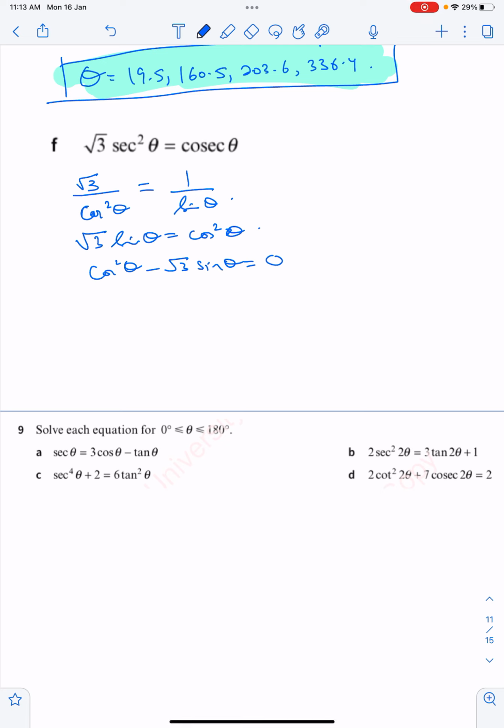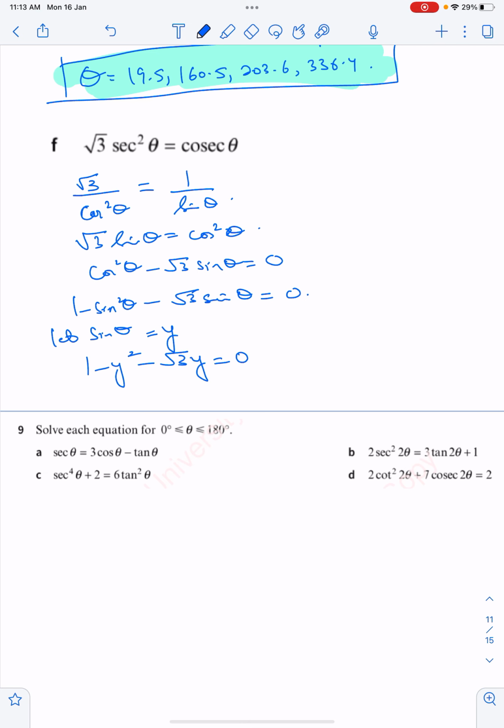Now, I know the first identity has sine square and cos square theta. So, cos square theta is going to be 1 minus sine square theta. So, I can write 1 minus sine square theta minus root 3 sine theta. Now, all of it is in terms of sine theta. So, I can take sine theta to be y. Let sine theta equals to y. So, it is going to become 1 minus y square minus root 3y equals to 0.